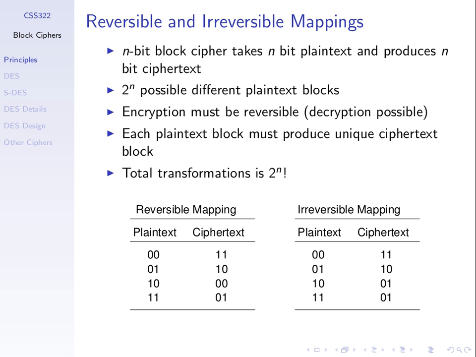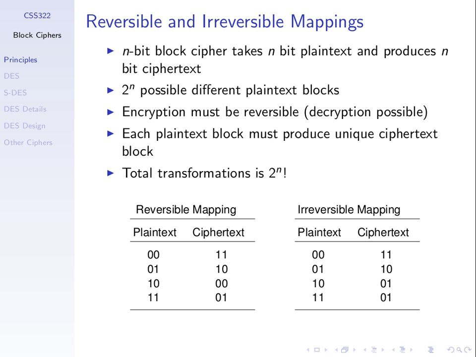If we have an n-bit block cipher, we take n bits of plaintext as input and produce n bits of ciphertext as output. The example that we have is a 2-bit block cipher, n equal to 2, then there are 2 to the power of 2, or 4, possible input plaintext values. With 2 bits, we've got 4 possible plaintext values. They are the possible inputs.